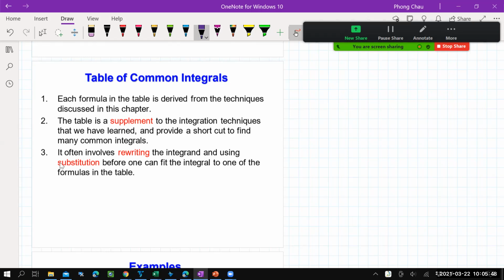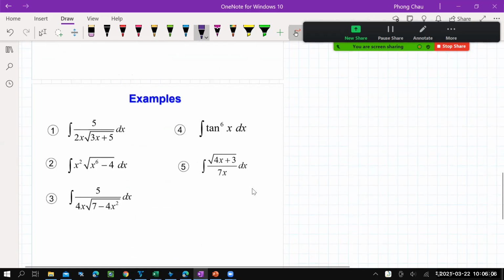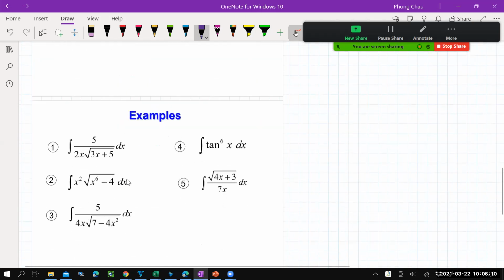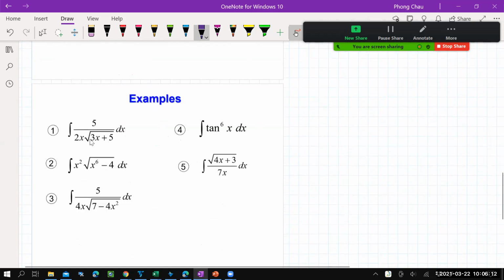Now, remark number three is the most important. It often involves rewriting the integrand, using substitutions, before one can fit the integral to one formula in the table. So if you look at example number one, 5 over 2x root 3x plus 5, how are we going to find it?